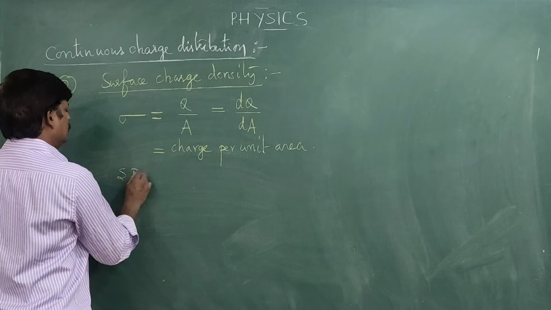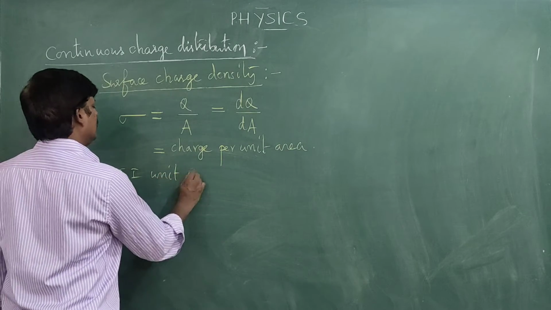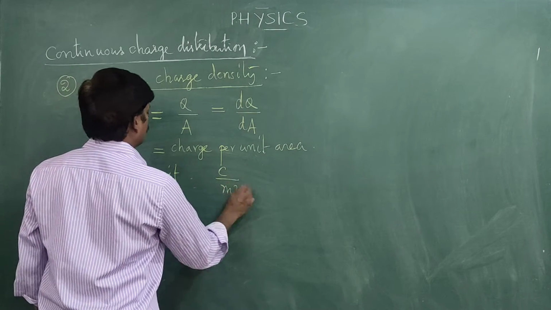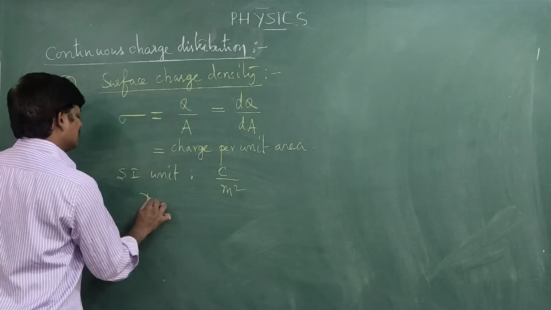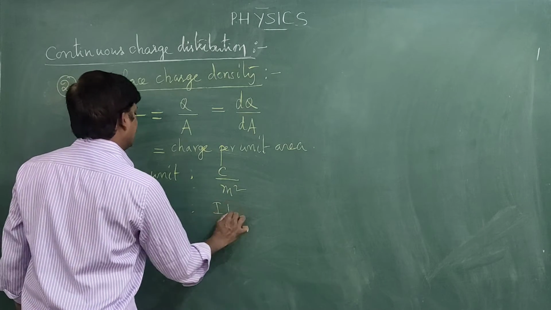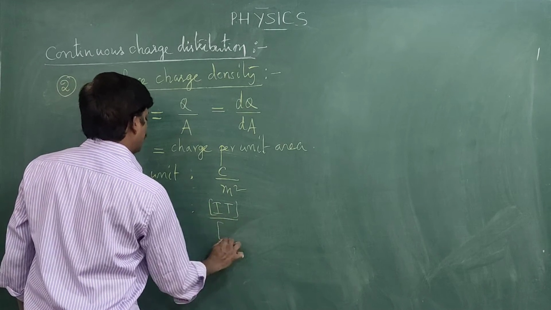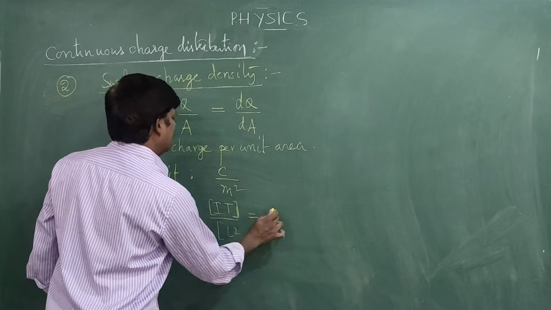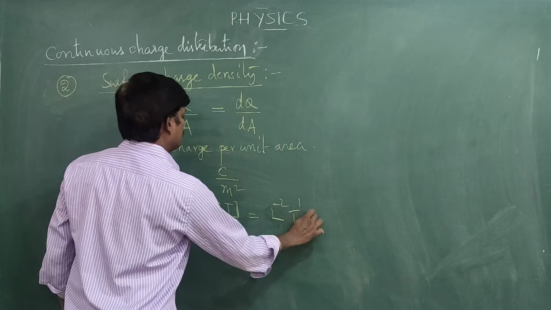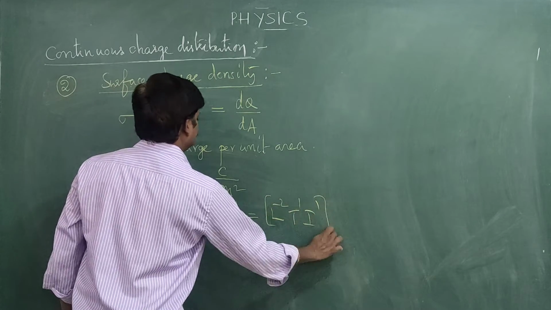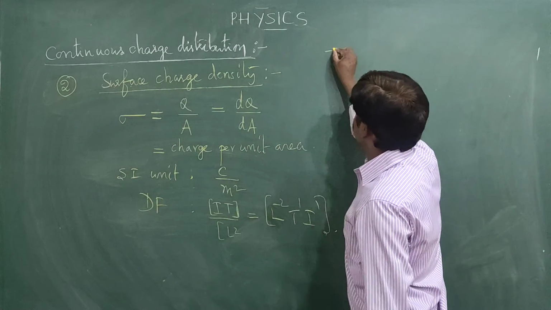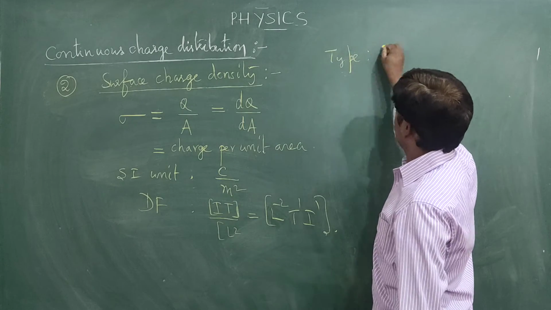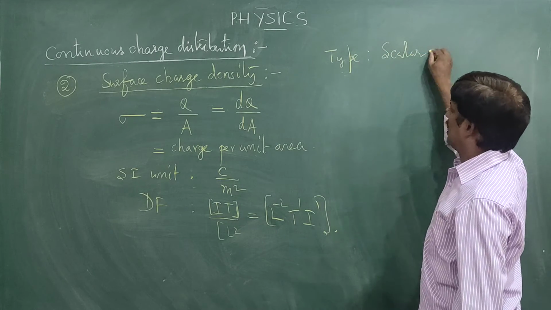And what is the SI unit? So the SI unit is coulomb per meter square. And what's the dimension formula? IT divided by L square. That means here what you are going to get is L power minus 2, T power 1, I power 1. And what's the type? It's a scalar physical quantity.